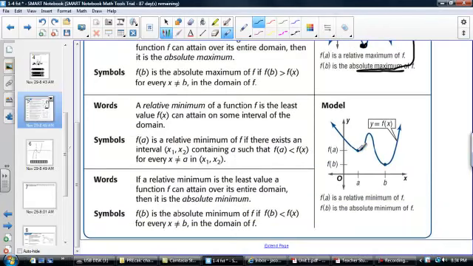Relative minimums, we got a minimum here, a relative minimum there. The absolute minimum is going to be the absolute lowest point on the graph. So this point right here is the relative or absolute minimum.